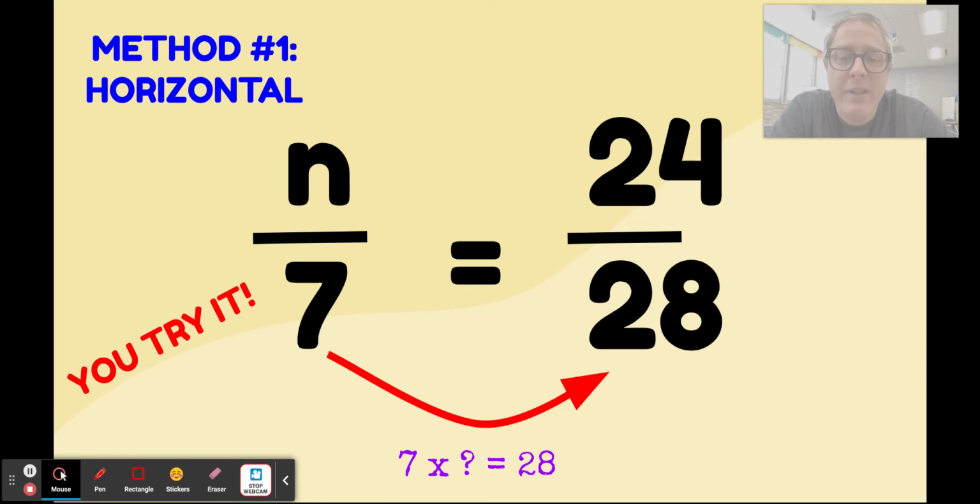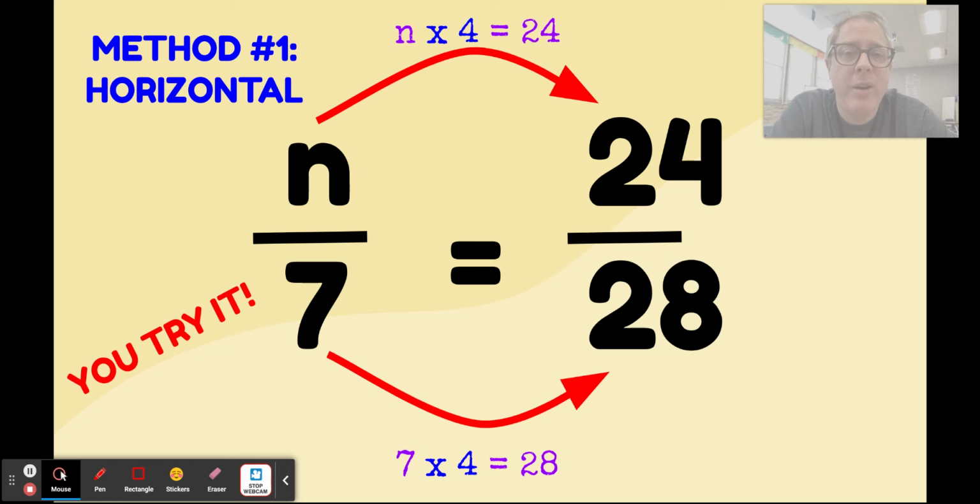So you're finding out 7 times what number is 28, and then you're going to multiply that number on the top too. It's 4. 7 times 4 is 28. So let's multiply n times 4 to give us 24. What number would solve that equation? N times 4 is 24. N has to be what? Check your multiplication chart if you need to. 6. 6 times 4 is 24.